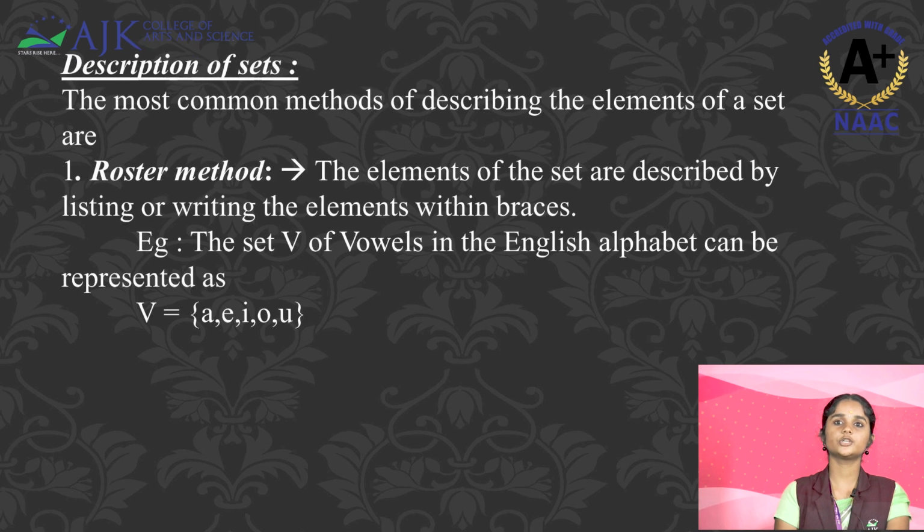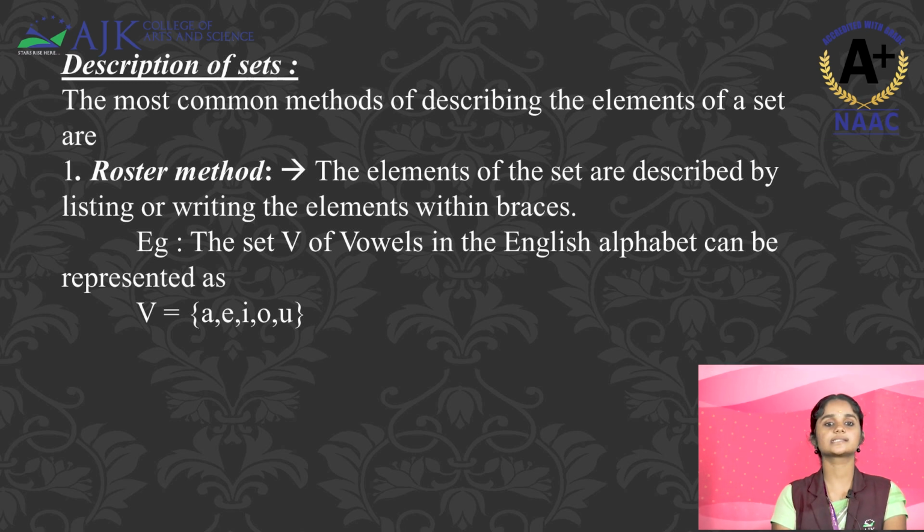Then there are two types of description methods for a set. The first type is the roster method and the second type is the set builder method. The roster method means the elements of a set are described by listing them within braces. For example, we consider a set B, where B means the vowels in the English alphabet.